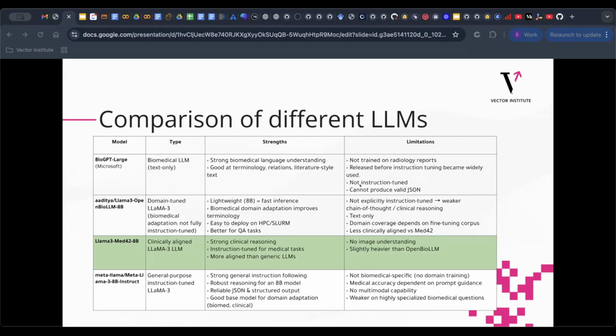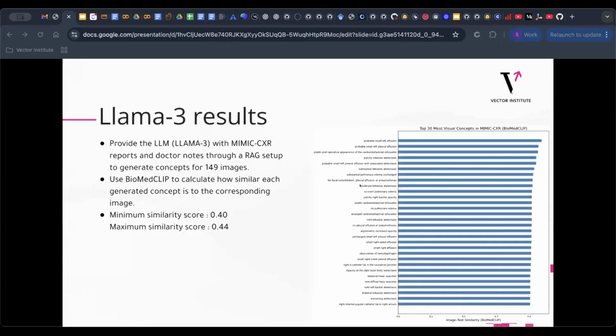It was released before instruction tuning became widely used. The other models, like OpenBioLLM, didn't work because, again, it's not instruction tuned, so it was producing very weakly organized concepts, and the concepts were very long because it is trained to produce text-only output. The other models were the Llama 3 model and the Med42. The Med42 is an instruction tuned model, and that's why it's performing better compared to the other models.